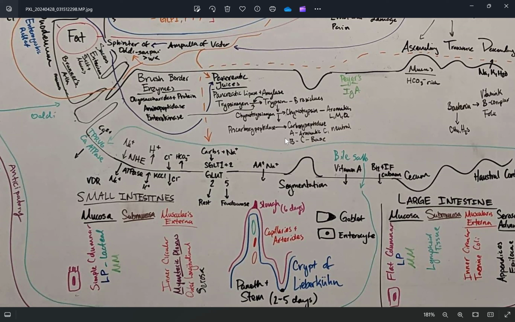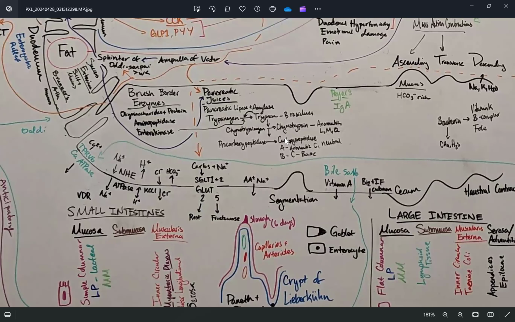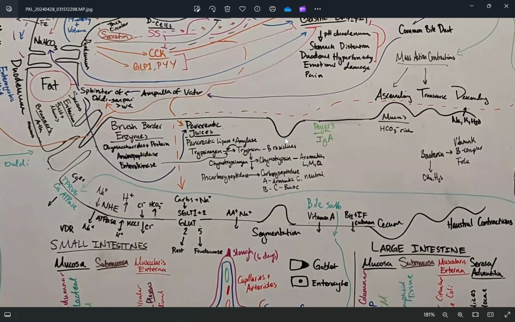So pancreatic juices, as they're secreted into the sphincter of Oddi, you have pancreatic lipase and amylase to finish digesting fat and carbs. You have trypsinogen, which is converted to trypsin by enterokinase. And then also trypsin is autocatalytic, so it can also convert trypsinogen to make more trypsin.